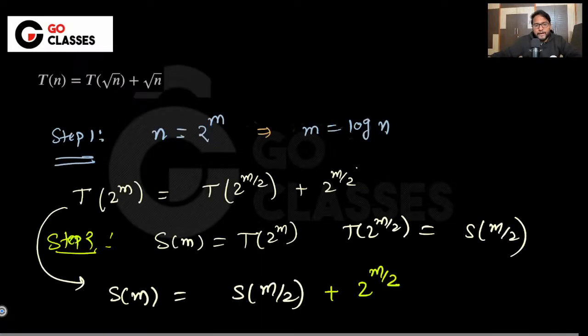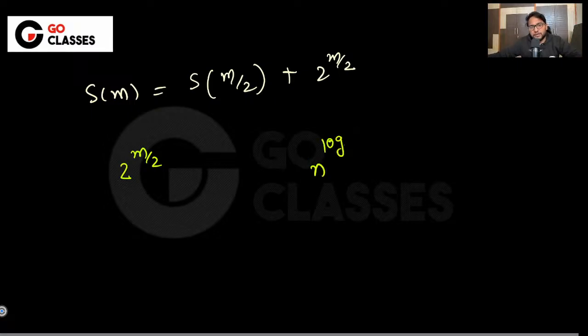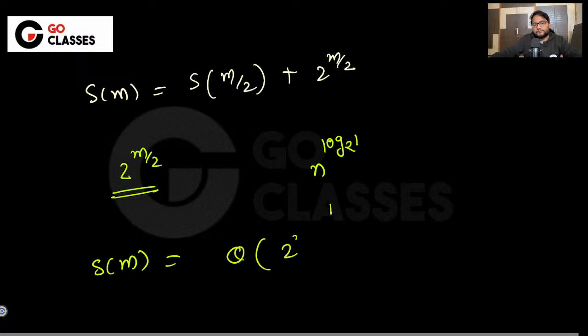So now you have Sm equal to S of m by 2 plus 2 power m by 2. Now can you apply the Master's theorem here? The function is 2 power m by 2. This is n power log base b, what is the log base b? It is log base 2 of 1, so basically it is just 0, so n power 0 is 1. Is this polynomially greater? Yes. So you can say Sm is finally theta of 2 power m by 2.